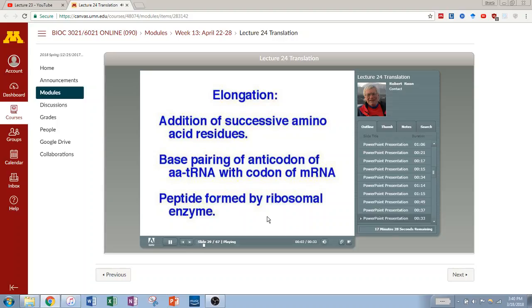The process of elongation involves the addition of sequential amino acid residues to the growing peptide chain. The high accuracy of elongation is a function of the specific base pairing between the anticodon triplet on the aminoacyl tRNAs and the codon units on the messenger RNA being read. The transfer of amino acid residues from tRNAs to the growing peptide chain is catalyzed by the ribozyme, that is, the catalytic RNA activity in the core region of the ribosome.